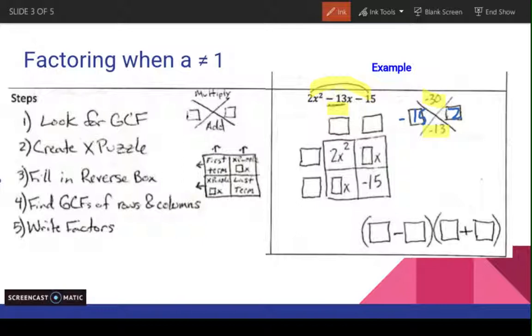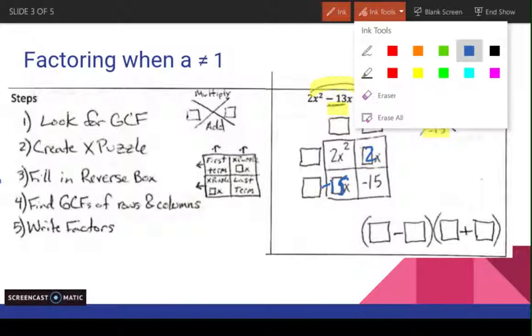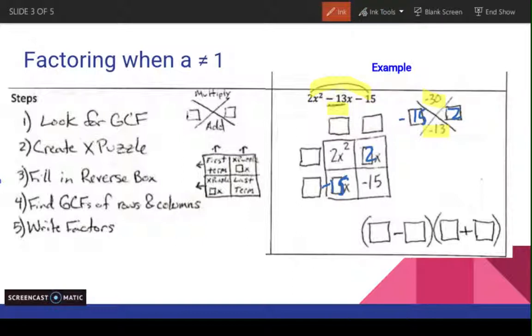I've already filled in the first term and the last term in the top left and bottom right of our reverse box from the polynomial. Now we fill in negative 15 and 2 in the other two boxes. So from here, that is how we fill in the box. Now we need to find the GCFs of the columns and the rows. I'm going to look at the column on the left, negative 15x and 2x squared. The only thing those have in common is x. Then we have negative 15 and 2x, and that is just a 1.